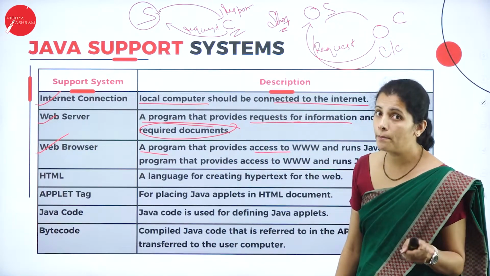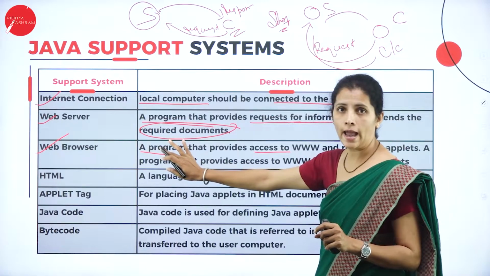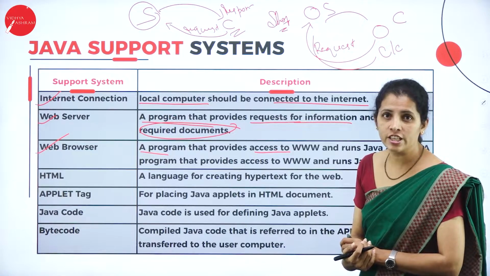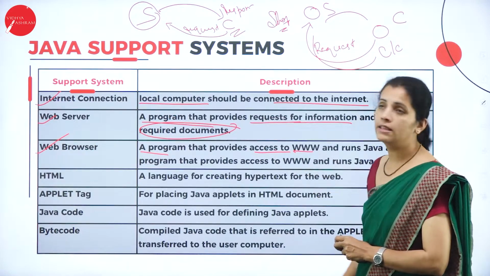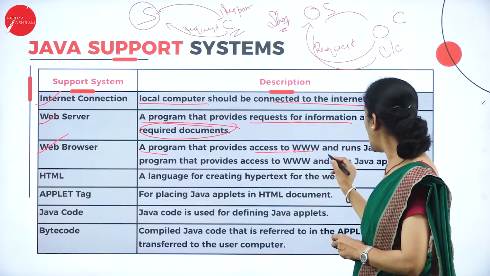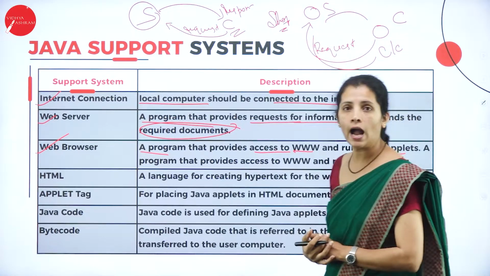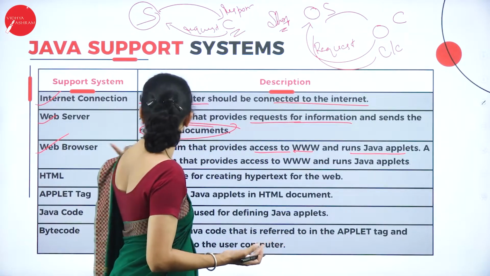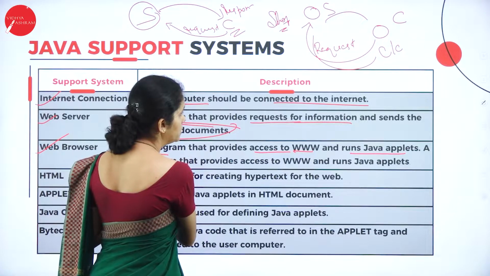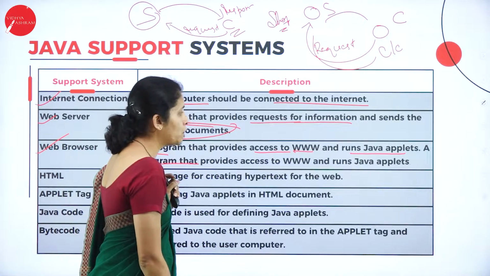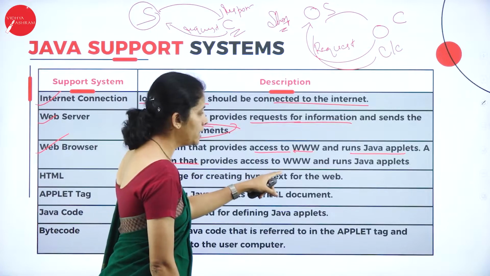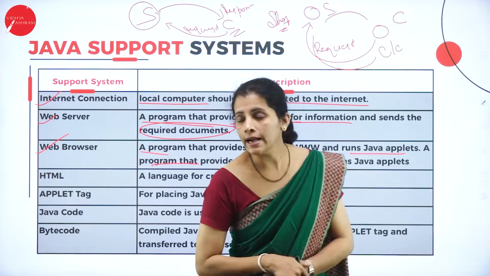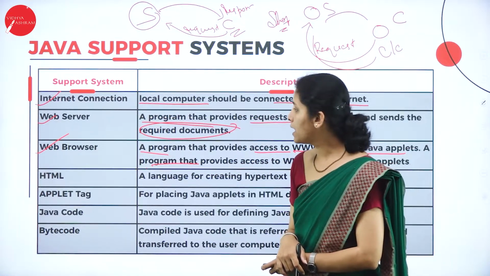So what is this web browser? It's nothing but the program that is used to access the repository. So what is the repository? That is the WWW, and it runs Java applets. To run my Java applets, I require a web browser. A program that provides access to the WWW and runs applets, for that I require a web browser.